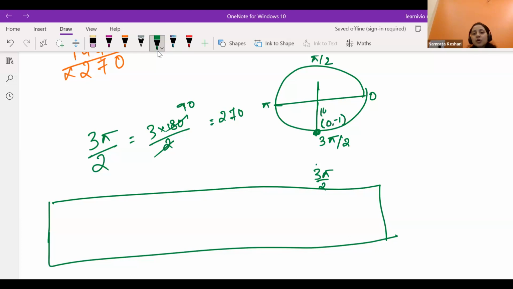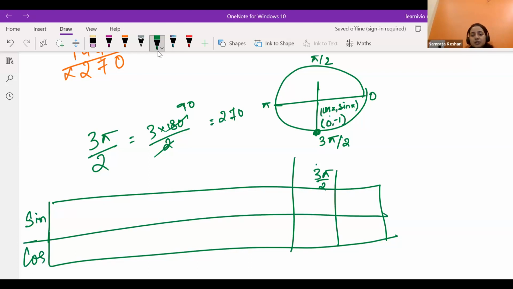And our coordinate was cos x comma sin x. So cos 3 pi by 2 we realized in the previous class. Cos 3 pi by 2 is 0 and sin 3 pi by 2 is -1. So last class we wrote these angles. Yes or no? Yes, ma'am. I am showing you both, sin 3 pi by 2 is -1 and cos is 0.